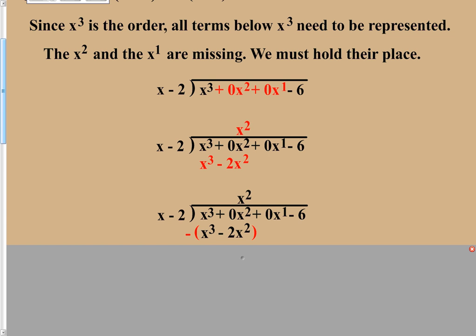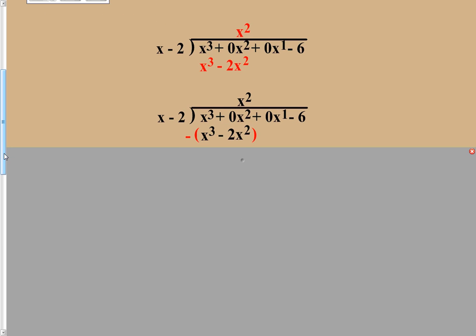So x cubed minus x cubed, that's going to zero out. That's good. That's what we wanted. And then on the second term, we're going to have 0x squared minus negative 2x squared. Watch those double negatives. They become positive. That is going to be a positive 2x squared. So we bring down the next term, which is a 0x to the first.